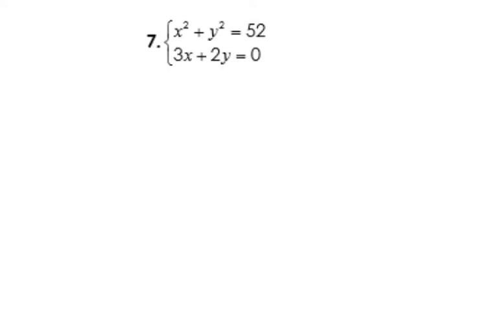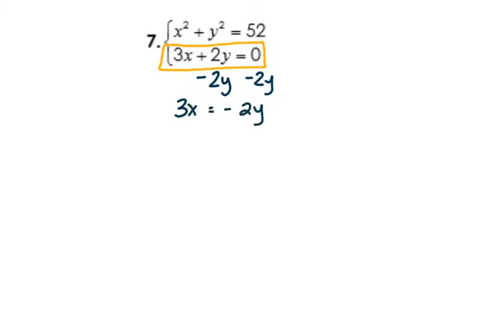I'm going to take the second equation, and I'm going to solve it for one of the variables. I'm just going to pick one. I'm going to solve it for x, so I'm going to get x by itself. So I got to get rid of the 2y by subtracting. So 3x equals negative 2y. And I'm going to get rid of the 3 by dividing. So x equals negative 2/3 y.